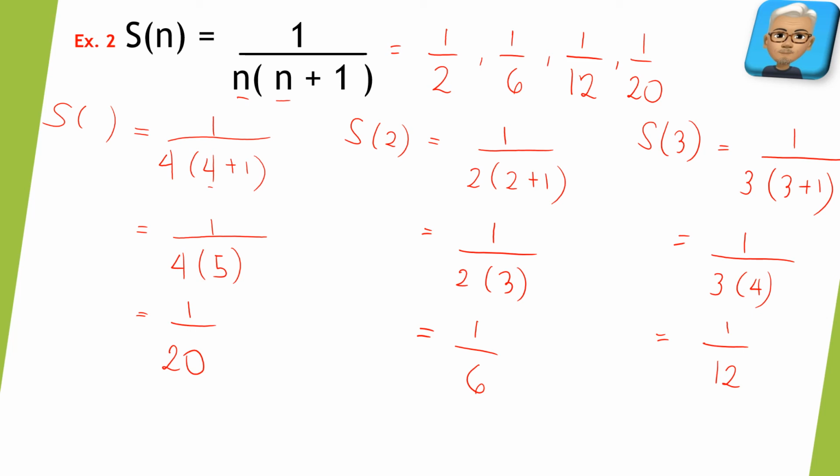Okay? And lastly, for our s sub 5 or s of 5, palitan natin yung n using 5. So we have 1 over 5 times the quantity 5 plus 1. Then copy 5 in the denominator. So happened that 5 plus 1 is 6. And 5 times 6 is 30. Ibig sabihin, our fifth term here is 1 over 30.